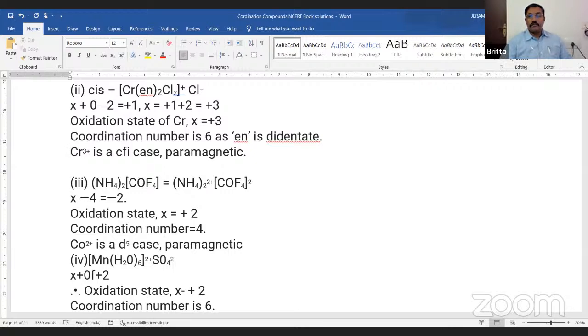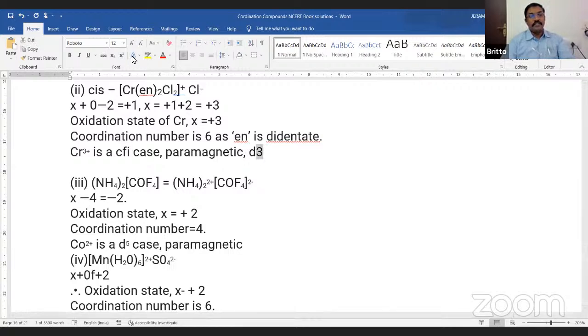And then Cr3 plus. Cr plus 3 means, just now we saw, chromium is 24 with the electronic configuration 4s1, 3d5. So 24 electrons are there. Remove 3 electrons and you get the remaining 3 electrons. It is actually a d3 configuration. So basically, chromium 3 plus is a d3 configuration.